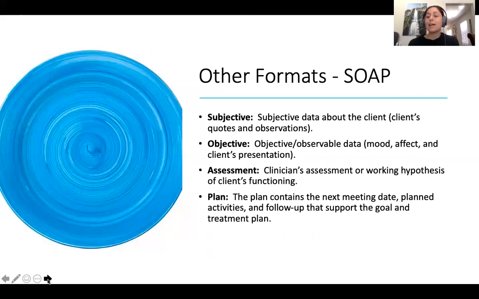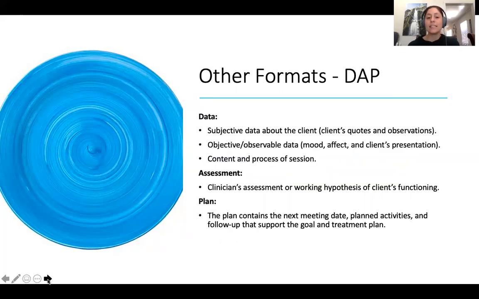Another format is SOAP. Here, S and O take the place of B, behavior, from the BIRP section. So the subjective and objective information would be separated out here. Then in A, assessment, you're providing an assessment of the client's overall functioning, which can be thought of as a progress towards goals and response to session section. And then you end with a plan. And then finally, there's DAP, which is very similar to SOAP, except it adds specific detail about the session, what was done and how it went. So in the data section, you have your subjective and objective, just like the BIRP and SOAP methods. And then it adds the content and process of session, which can be thought of as the intervention section in a GIRP note. It has the assessment like it did in SOAP, and then the plan.